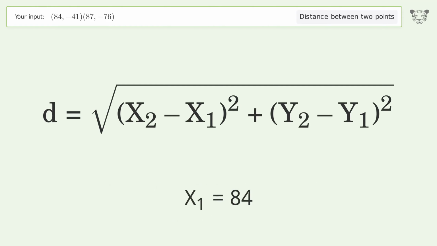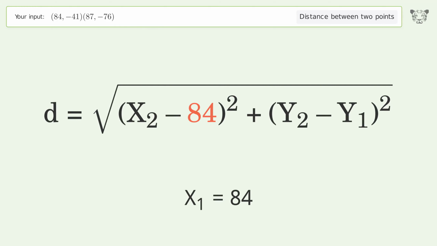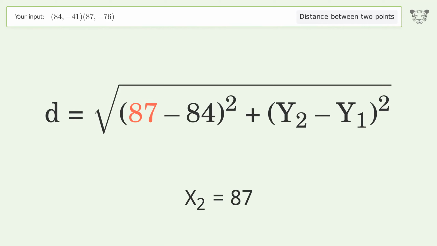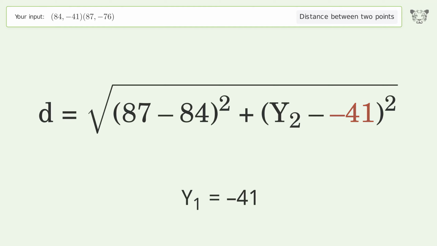x1 equals 84. x2 equals 87. y1 equals -41. y2 equals -76.